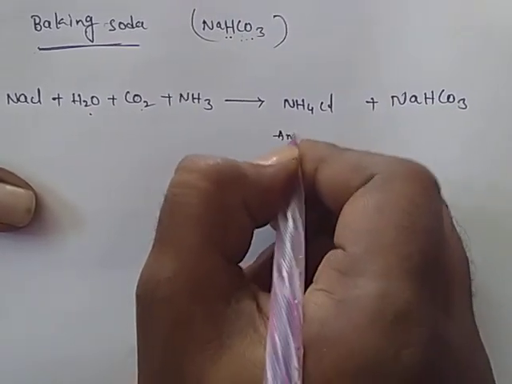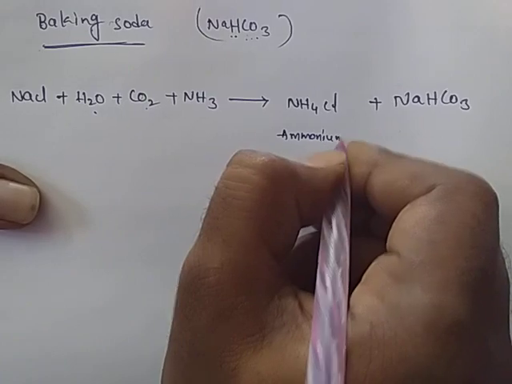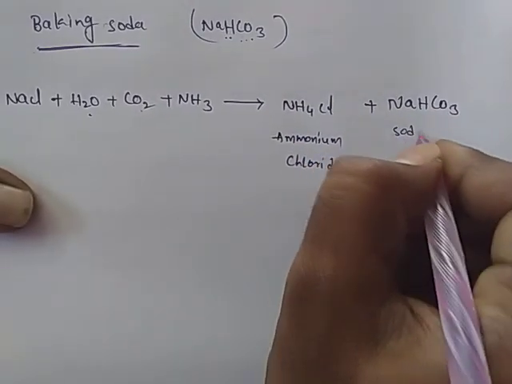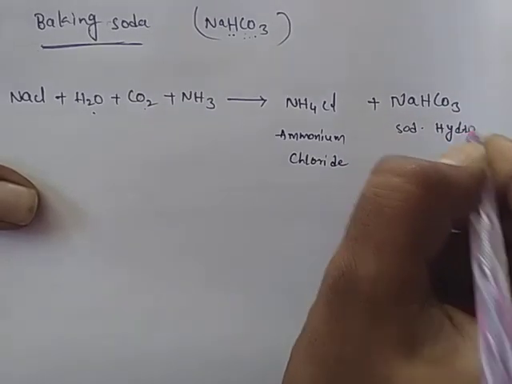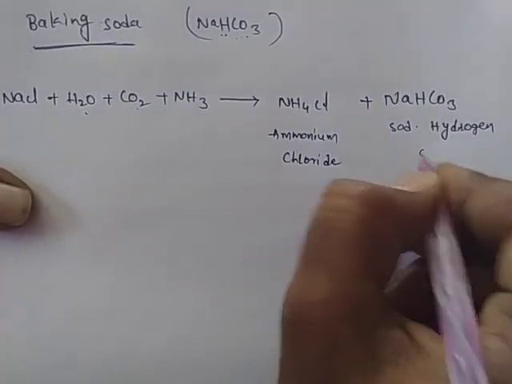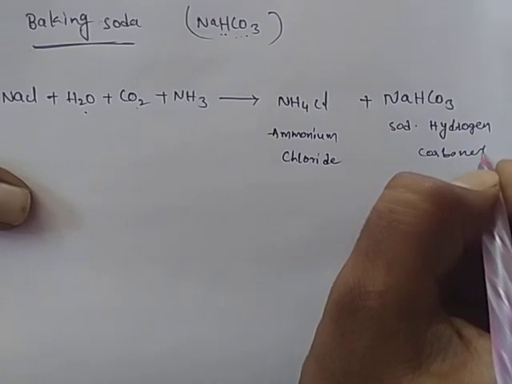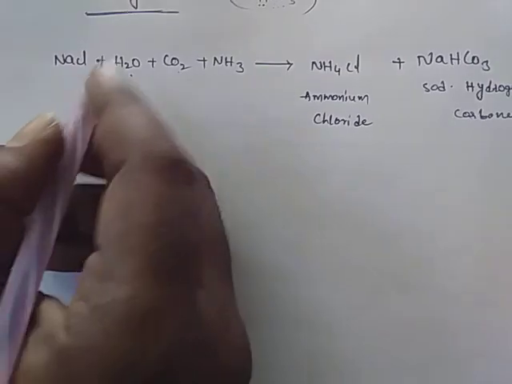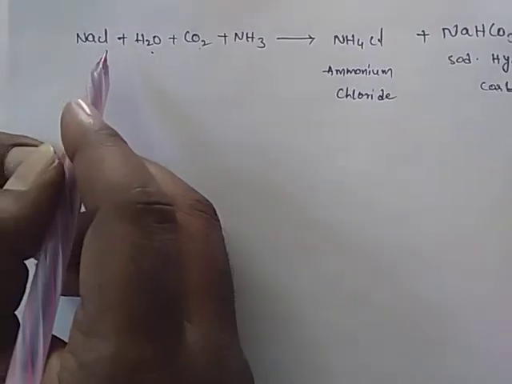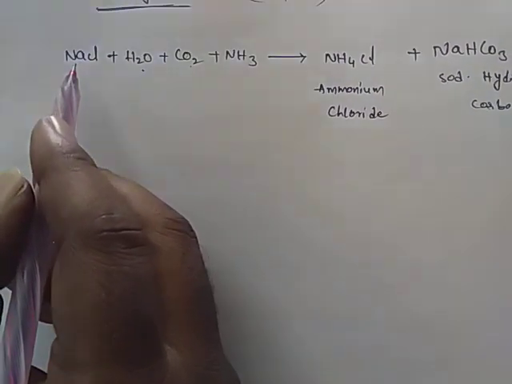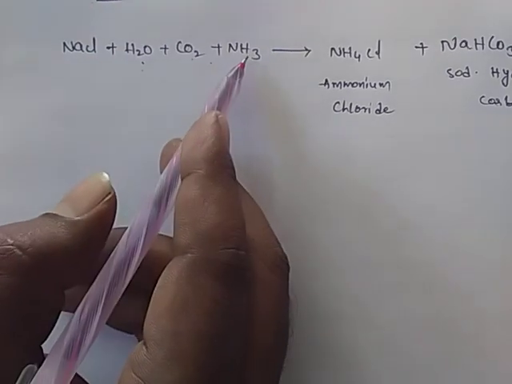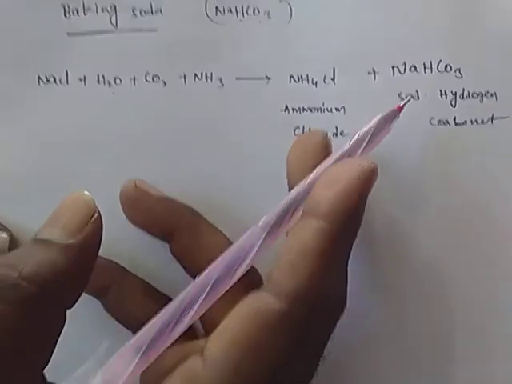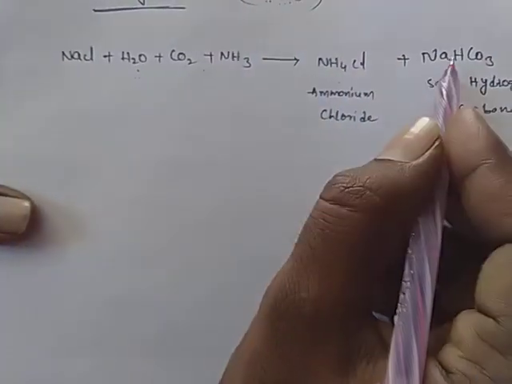This is ammonium chloride. This is sodium hydrogen carbonate, chemical name sodium hydrogen carbonate. This is the preparation. How are we preparing from common salt? Common salt is treated with water, carbon dioxide and ammonia to form ammonium chloride and sodium hydrogen carbonate, NaHCO3. This is the baking soda formula.